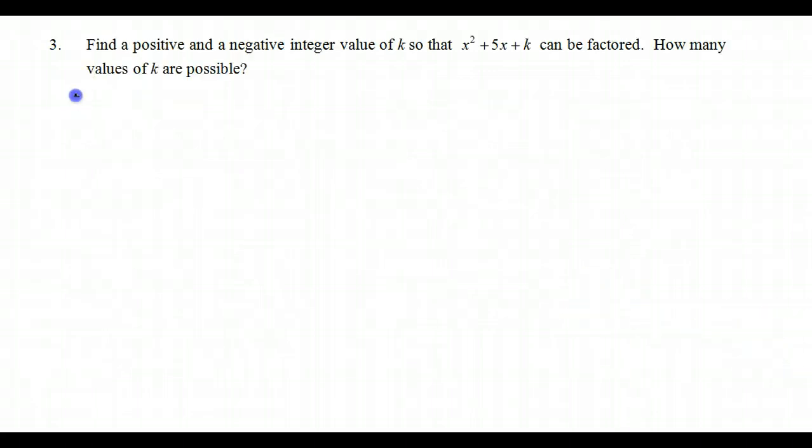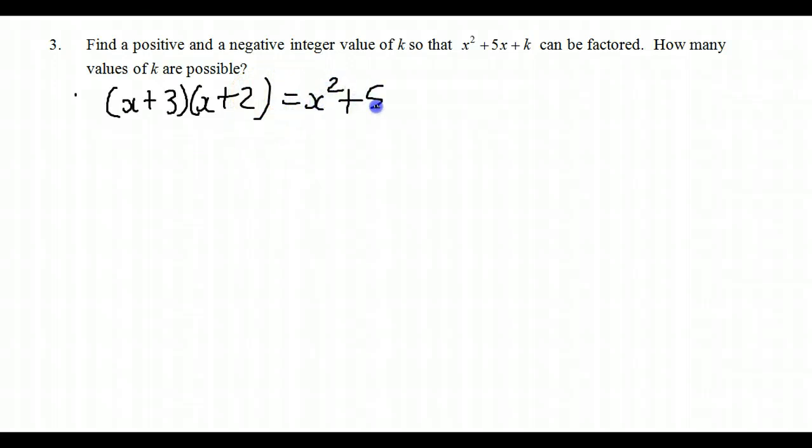Okay, last one comes. Okay, find a positive and a negative integer value of k so that x squared plus 5x plus k can be factored. And how many values of k are possible? All right, what do I need? I need two numbers that add up to 5, positive 5. So simple one, how about x plus 3, x plus 2? That'll give me x squared plus 2x plus 3x is 5x and plus 6, right? So that equals x squared plus 5x plus 6. So k is equal to 6.